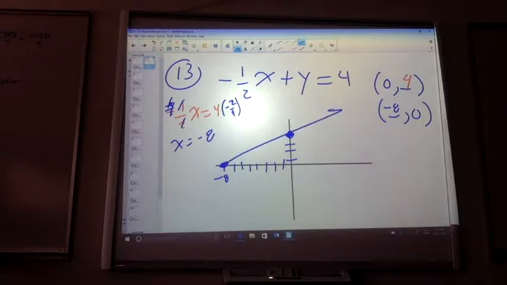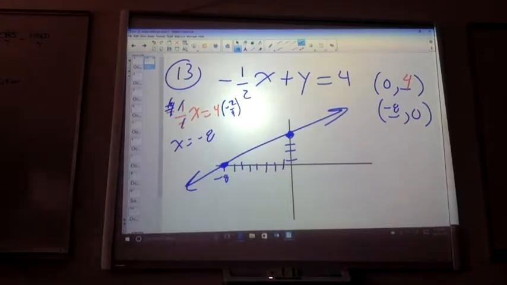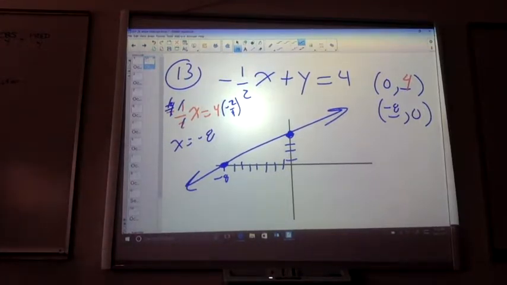Connect the dots. Increasing or decreasing function? Increasing. It is ending in the upper right-hand quadrant, so it is increasing. Any other questions? Anything else? All right, so those can be put away.